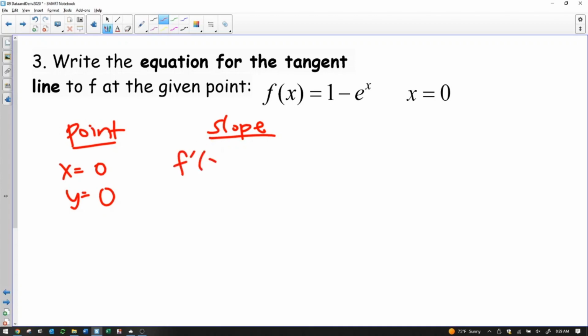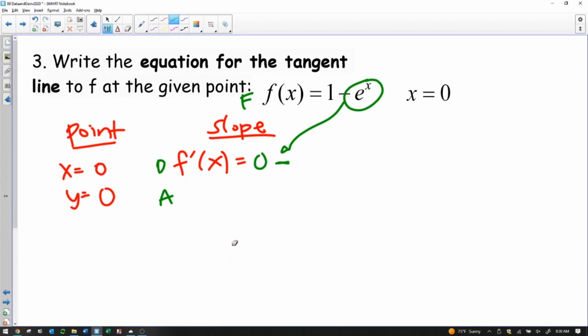So now I need to find f prime of x. Remember, this is f, this is d, and I'll need a. F prime of x equals, oh boy, you see that? So that's going to be the derivative of 1 is 0, carry down the minus sign. The derivative of e to the x is power rule, right?